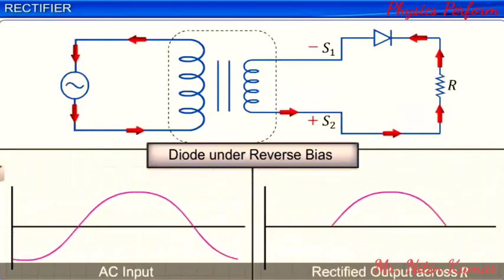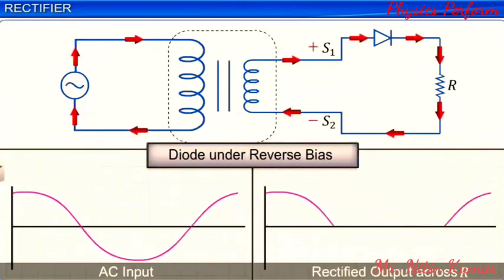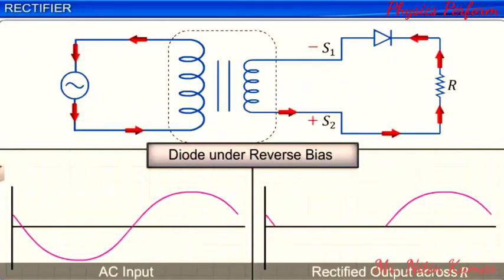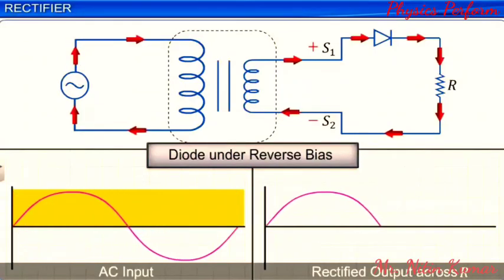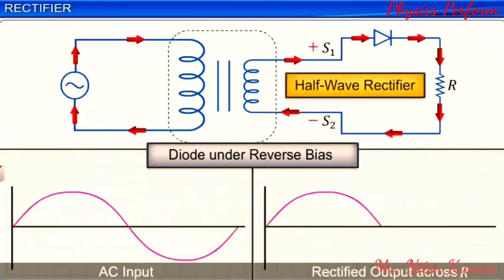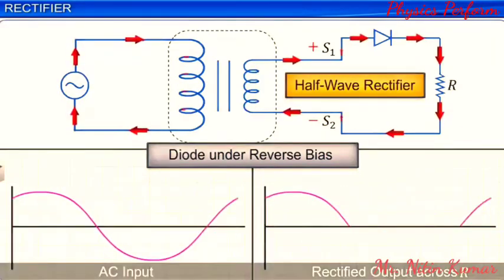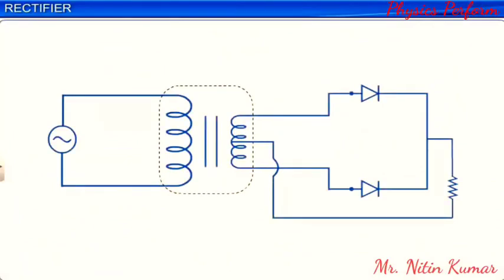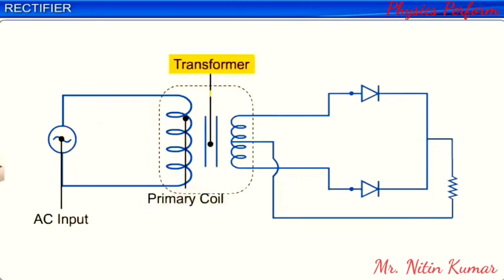Now consider the circuit as shown, in which an AC input is connected to the primary coil of a step-down transformer. The ends S1 and S2 of the secondary coil are connected to the P sides of two diodes whose N sides are connected to each other. The load resistance R is connected across the N sides of the two diodes and the center tap C is provided at the middle of the secondary coil.